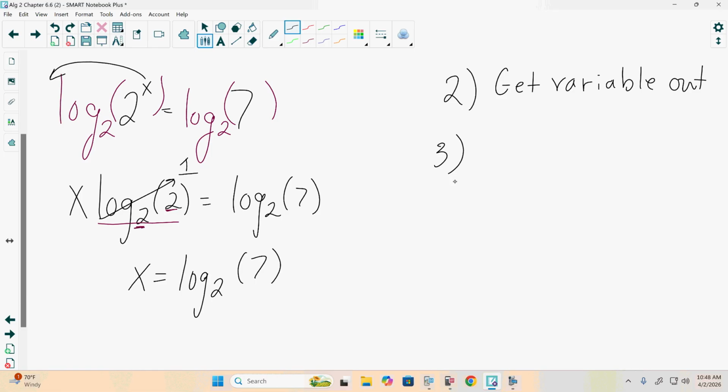Questions on how we got the variable out of the exponent? We're going to do a similar step to try to get that variable out of a logarithm, but instead of applying a log, we're going to apply a base to get that logarithm to simplify out. Questions on this so far? We ready for step 3?